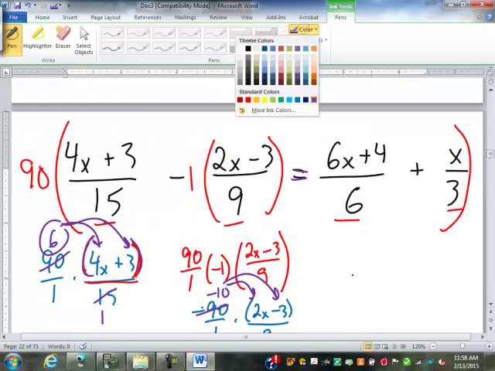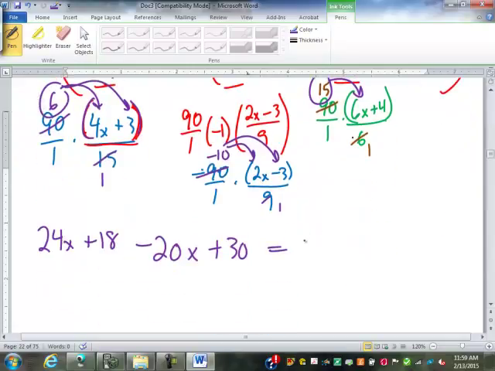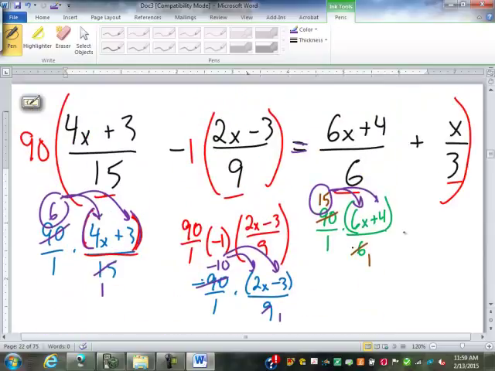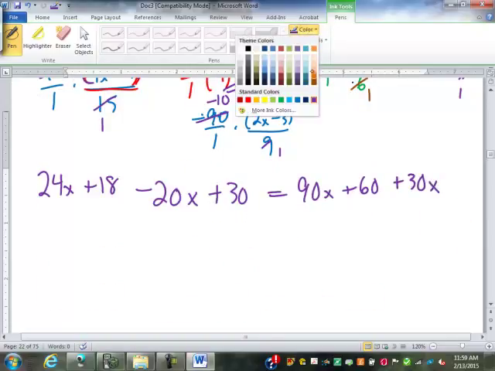That brings us to our equal sign. Well, on the other side of the equal sign, we still have to multiply everything by 90. So this will be 90 over 1 times 6x plus 4 in parentheses over 6. Still cross-canceling, 6 to be 1, and the 90 will be 15. And we distribute 15 times 6x is 90x. 15 times 4 is a positive 60. And finally, we have 90 over 1 times the x over 3. The 3 and the 90 cross-cancel to give me 1 and 30, so that's just 30x. Okay, that's a mouthful already.